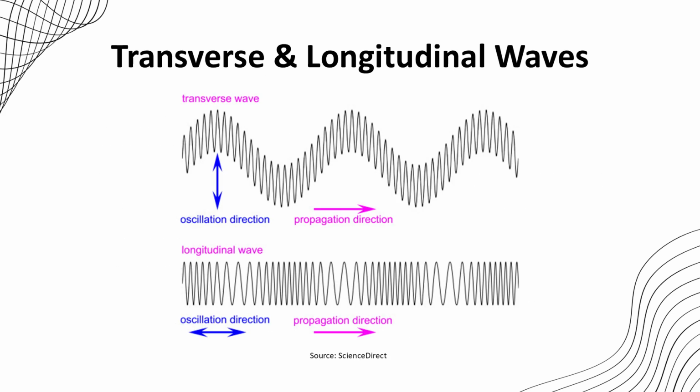As you can see in this diagram, in transverse waves, particle motion is perpendicular to the direction the wave travels, creating crests and troughs. In contrast, longitudinal waves involve particles moving parallel to the wave direction, producing compressions and rarefactions. This distinction is crucial in understanding wave behaviors in different contexts.